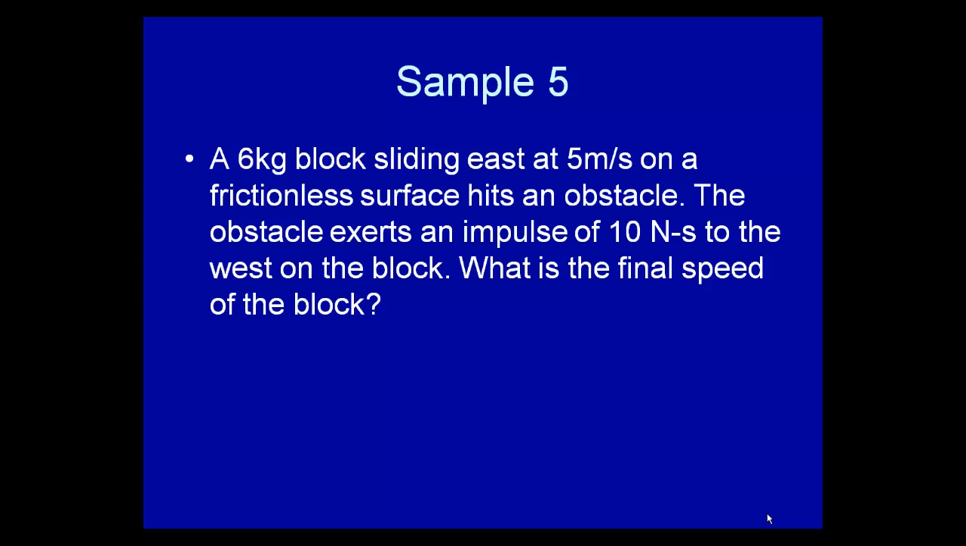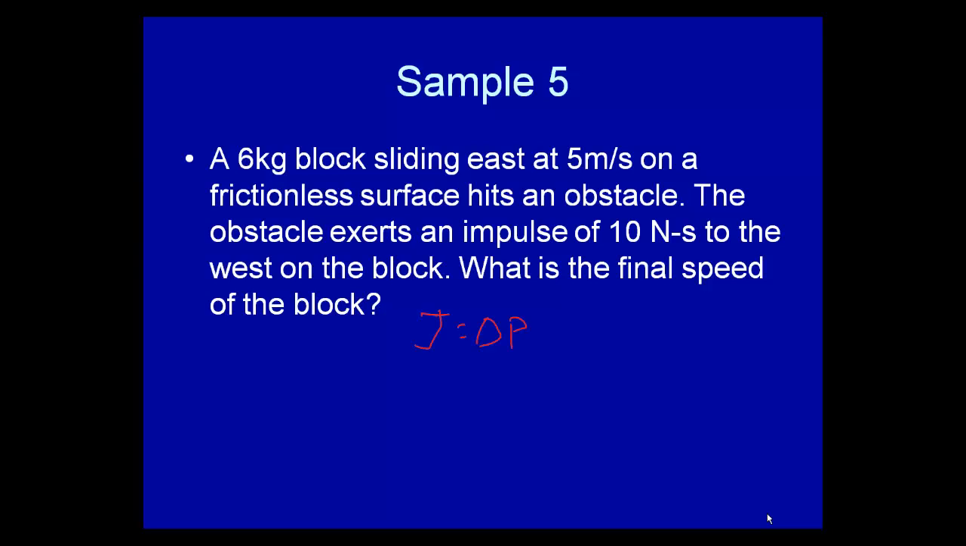A 6 kilogram block sliding east at 5 meters per second on a frictionless surface hits an obstacle. The obstacle exerts an impulse of 10 newton seconds to the west on the block. What is the final speed of the block? First of all, without doing any math, let's think about whether the speed should go up or go down. If you're sliding east and a force is applied to the west, it should slow down. So we should expect an answer of less than 5. Let's do the math and see what happens.